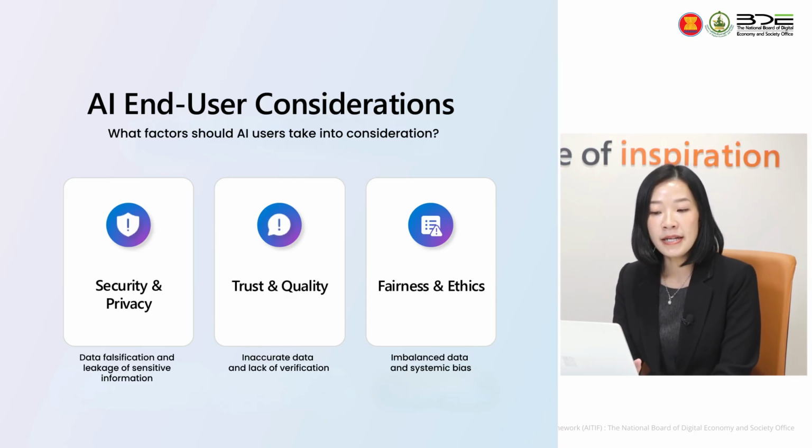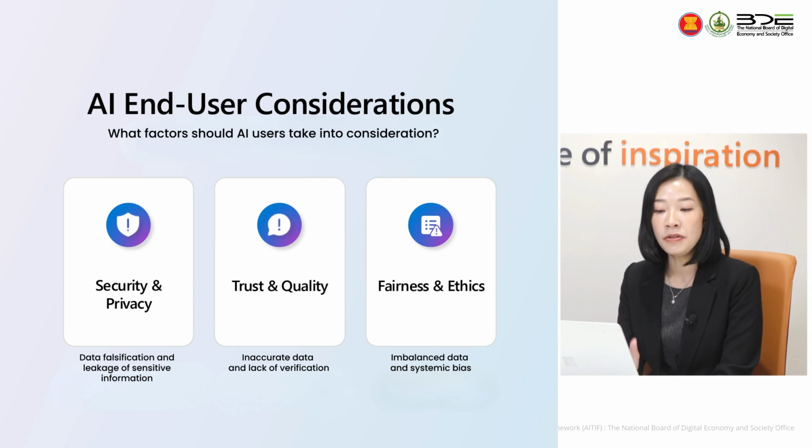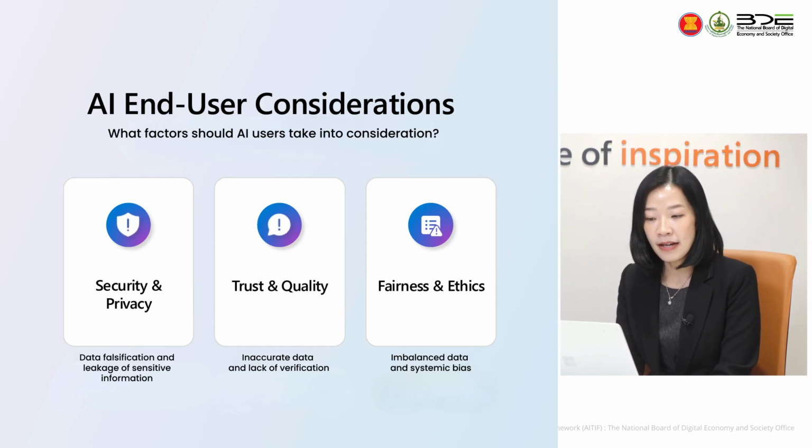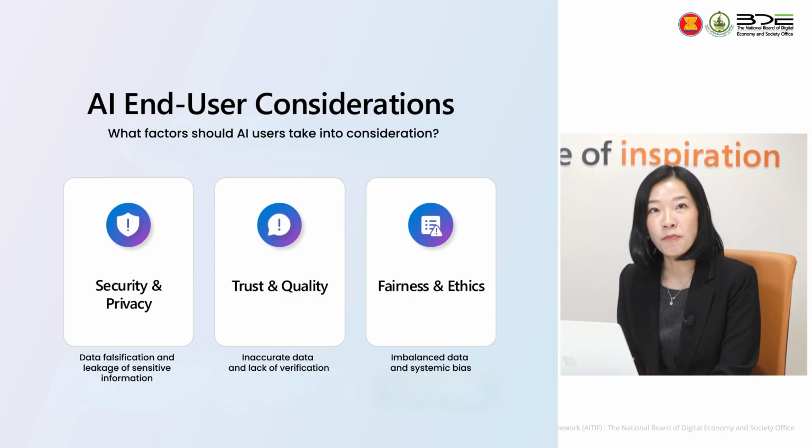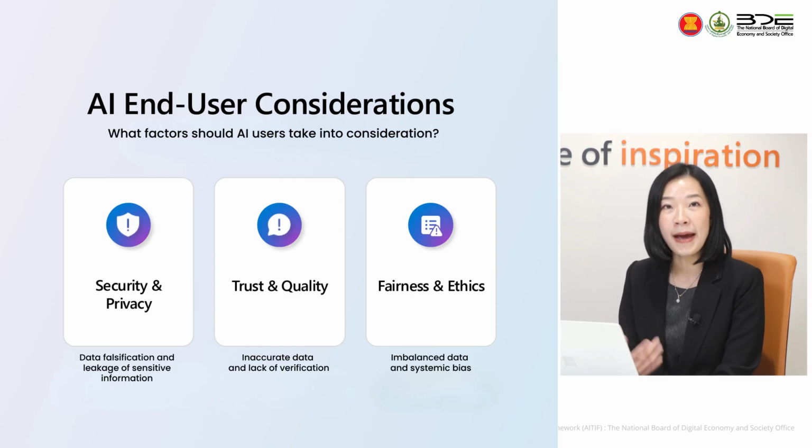The second point is trust and quality. So don't blindly trust the output. We need to always validate the output of the AI. Validate the results and be aware of the limitations. For example, not all AI provides 100% accuracy. So they can come with limitations, for example, bias and also unfairness or hallucinations.